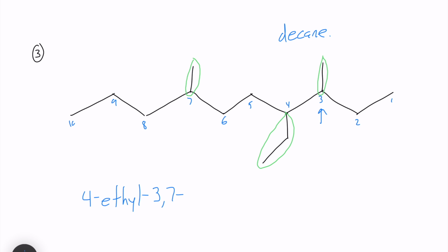And because there are 2 methyl groups, we have to use the prefix of di before methyl to depict that there are 2 methyl groups. So far we have 4-ethyl, 3,7 dimethyl, and our parent chain, we almost forgot about that up top. We have decane. So this accounts for our parent chain and our substituents.